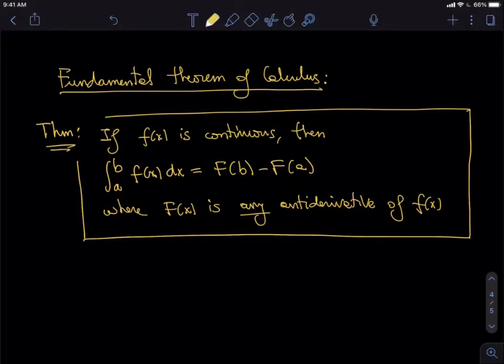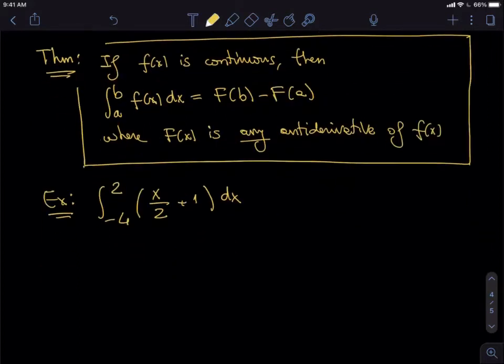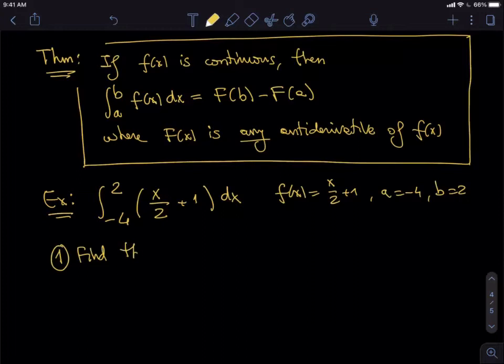So let's see how that works. Let's do an example. Let's say integral from -4 to 2 of x over 2 plus 1 dx. And here f of x is x over 2 plus 1, a equals -4, b equals 2. So let's apply the theorem. Let's compute the antiderivative first. Find the antiderivative.